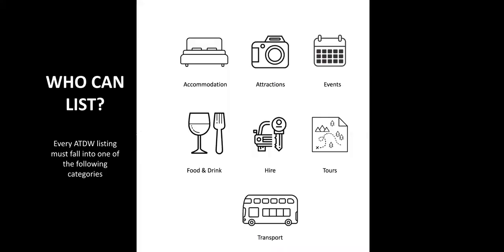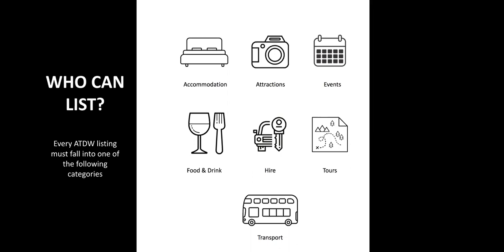Firstly, before we get into the details of what you can list, let's talk about who can list. You need to make sure that you're eligible to list, and tourism businesses can list in the categories of accommodation, attractions, events, food and drink, hire, tours and transport. For each category, there's specific eligibility criteria, and we'll send you all the details around that criteria in the links following the webinar, so you can confirm your eligibility and the correct category for you before you get started.